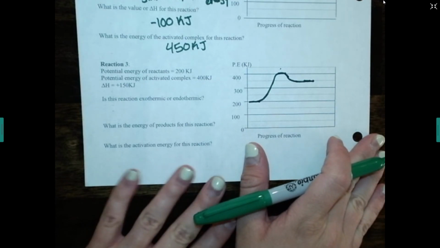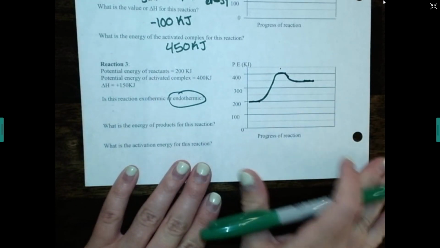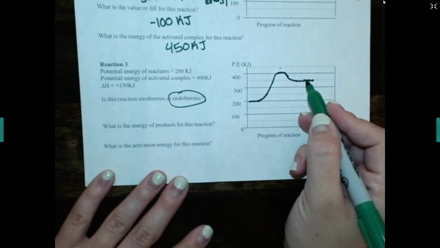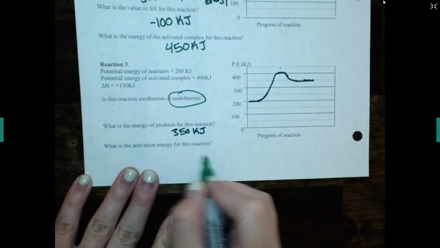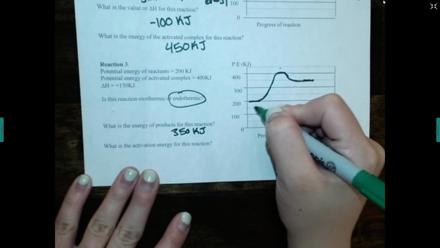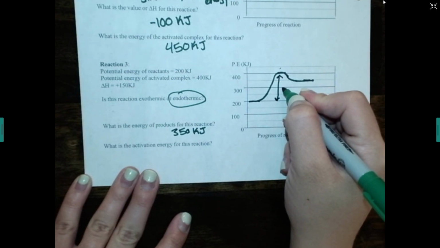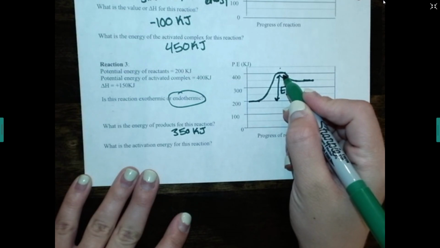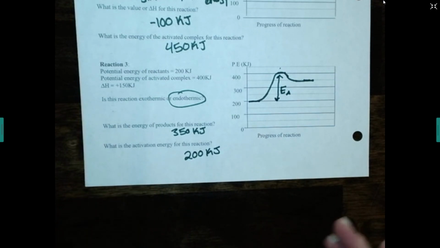Okay, so is this exothermic or endothermic? Well, because we went uphill and this is positive, we know it's endothermic. If your delta H is positive, it's endothermic. What is the energy of the products for this reaction? Well, we just said the products are going to be at 350, right? What is the activation energy for this reaction? So activation energy is, remember, the energy it takes to get it going. So this is the activation energy, EA. So I went from 200 to 400. So that would be a 200 kilojoule activation energy. Okay, and that is all.